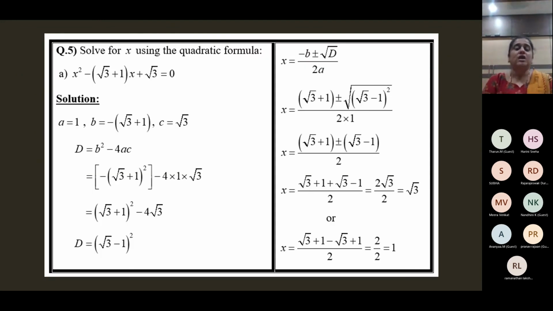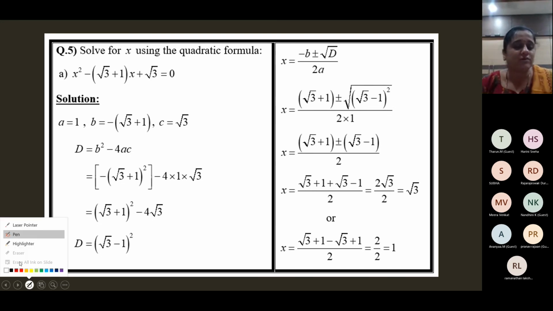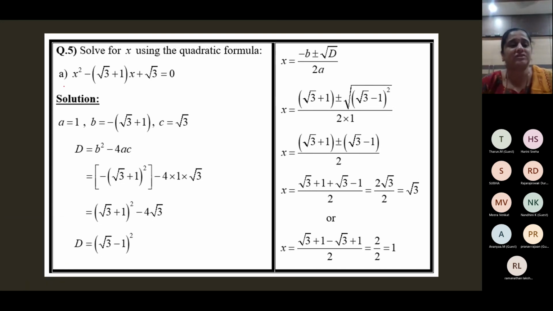Now, here the heading is solve for x using the quadratic formula, so you have to use the quadratic formula. The given equation is in the standard form: you can see the x square term, the x term, and the constant. So find the values of A, B, and C.